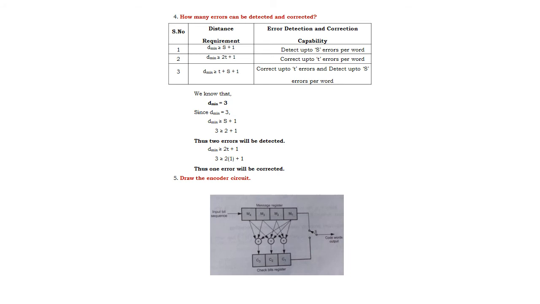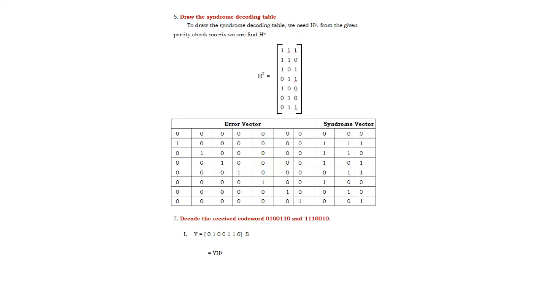Draw the encoder circuit. We have to draw the encoder circuit likewise this. Next, draw the syndrome decoding table. To draw the syndrome decoding table we need H transpose from the given parity check matrix, and we can find the H transpose. So that is H transpose is this. So for that we have to draw the table for error vector and from that we have to find out the syndrome vector.